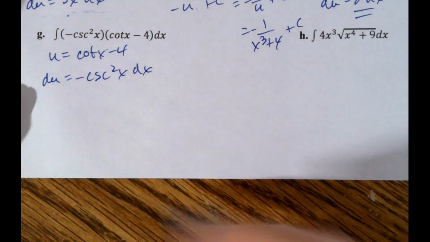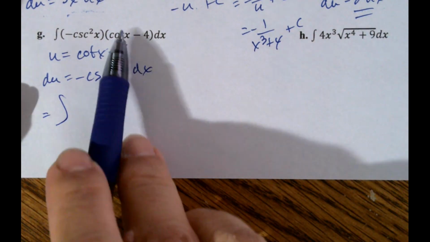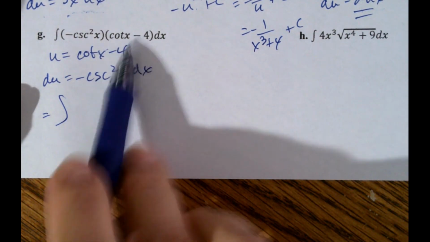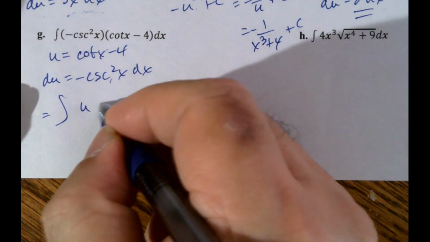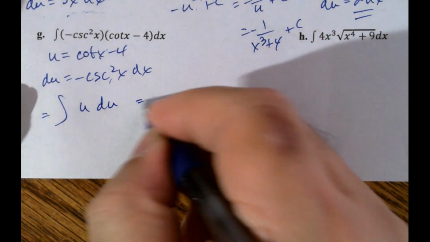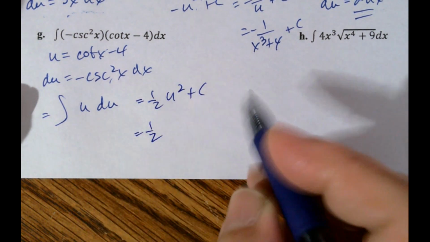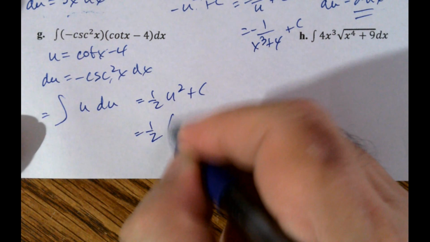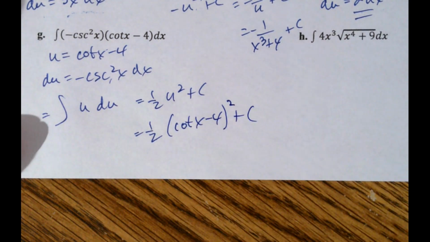So I'm going to write it down here. So that's going to equal, that's u. Cotangent x minus 4 is u, and negative cosecant squared dx is du. So it's just 1/2 u squared plus c. Remember to change the u back to the original. So it's one half cotangent x minus 4 to the second power plus c. All right, that's G. Let's do H.